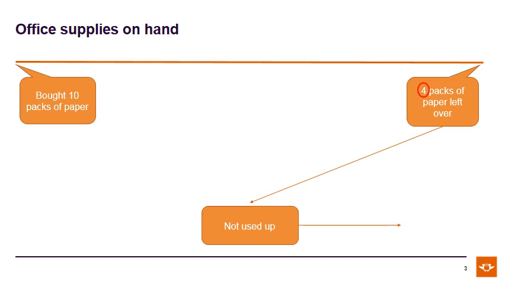The 4 packs left over will only be used in the following period, and therefore they will be transferred to an asset account. Remember from Unit 1 where we looked at the definitions of elements, an asset will be used during more than one period.